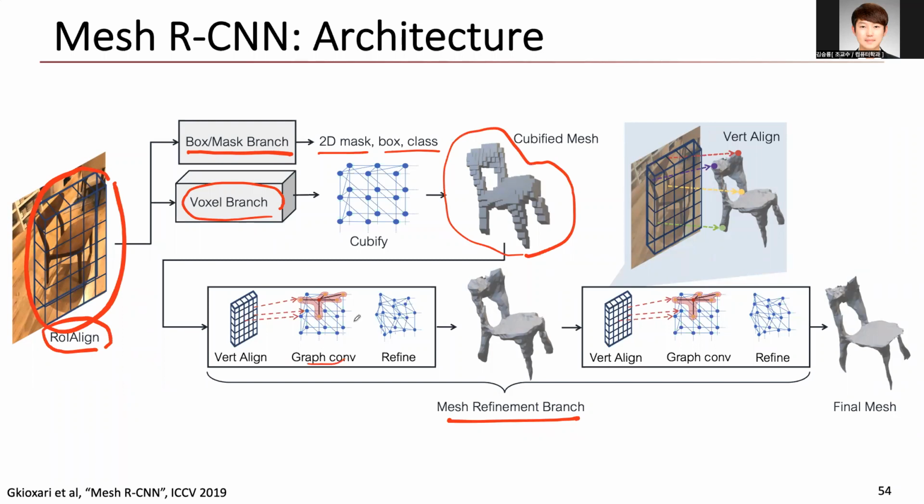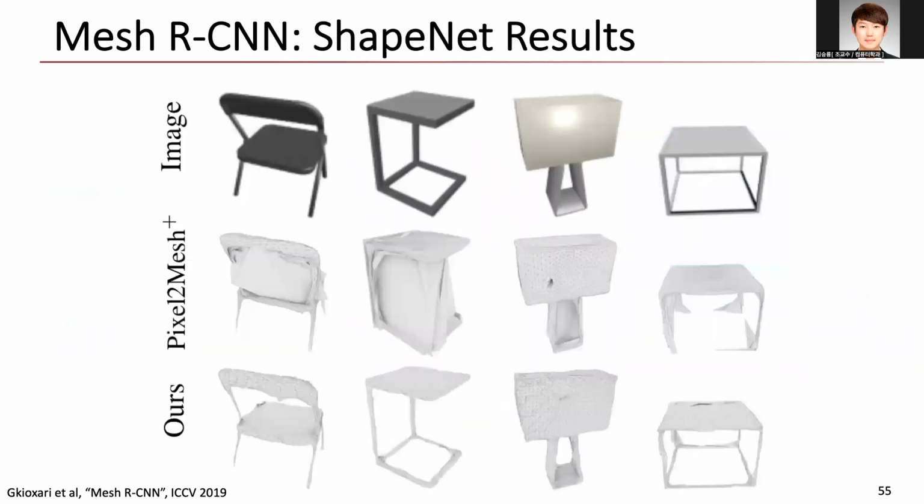So with the graph convolution layer and refinement layer, we find the coarse meshes first and refine again. I will skip the details, but finally we achieve the corresponding final meshes for each input object image. This is mesh RCNN. This is the result of the mesh RCNN.